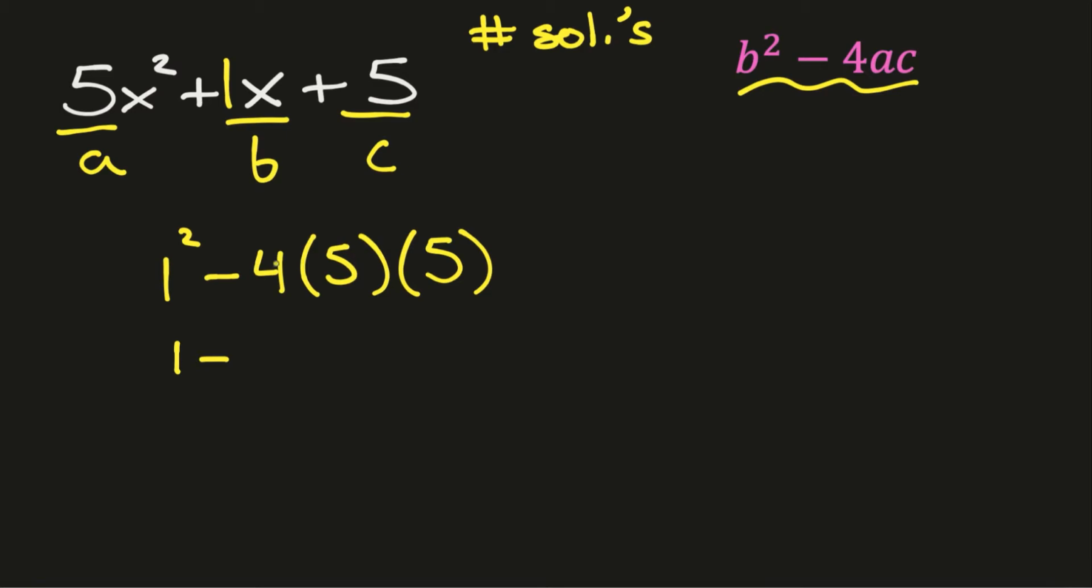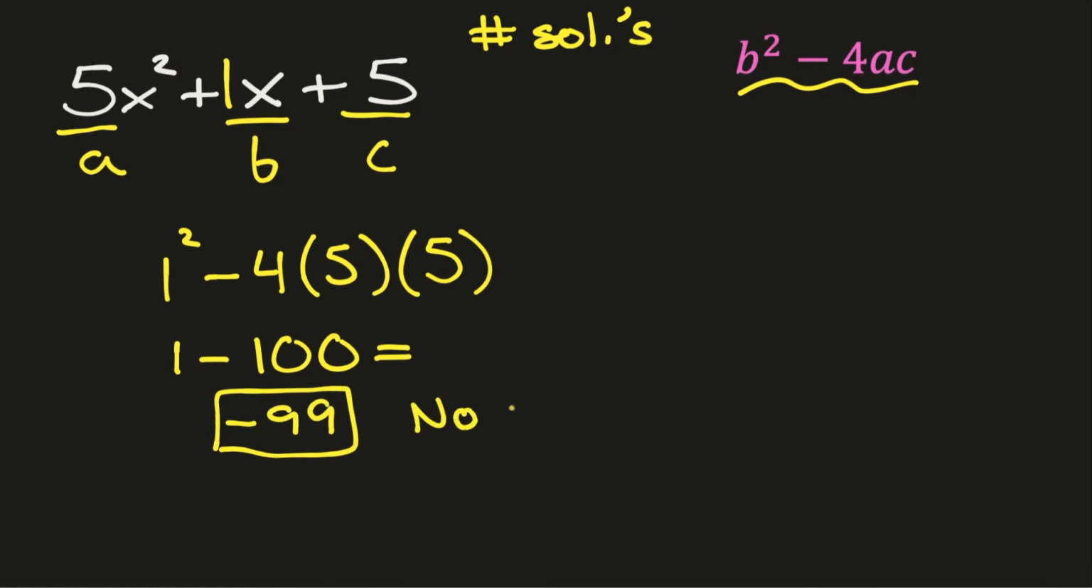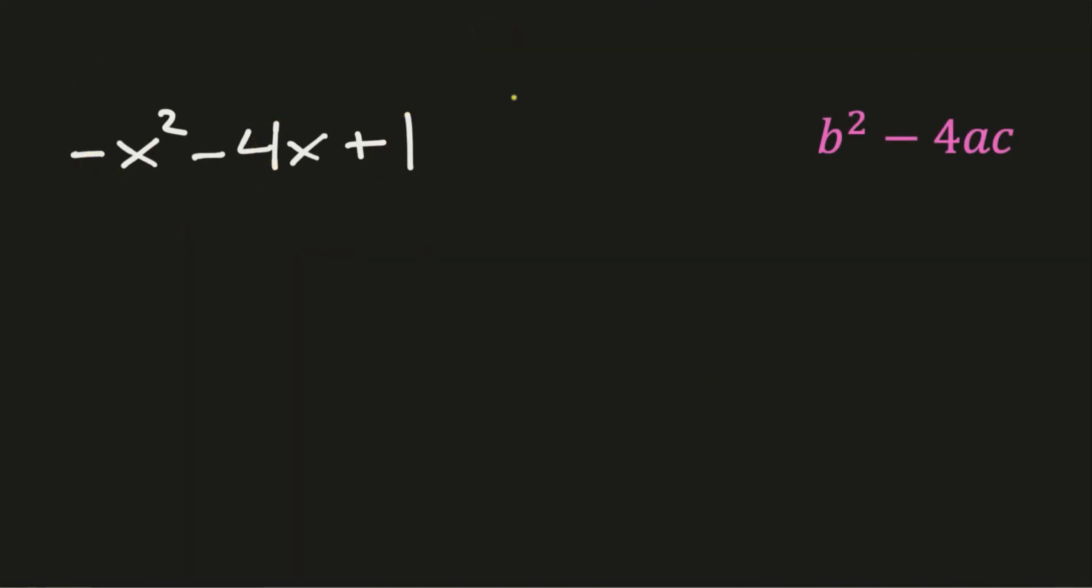So we can simplify this as 4 times 5 is 20, 20 times 5 is 100, and we know 1 squared is 1. So we have 1 minus 100, and we know this is negative 99, which means we have no real solutions.